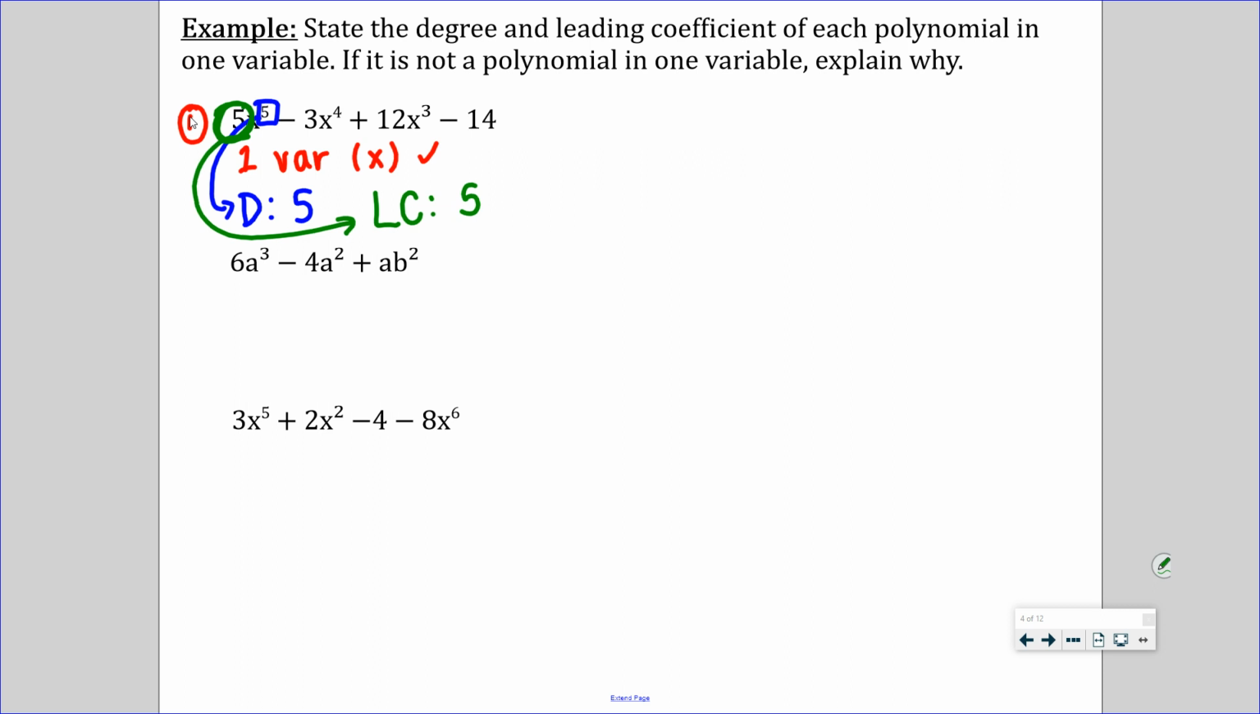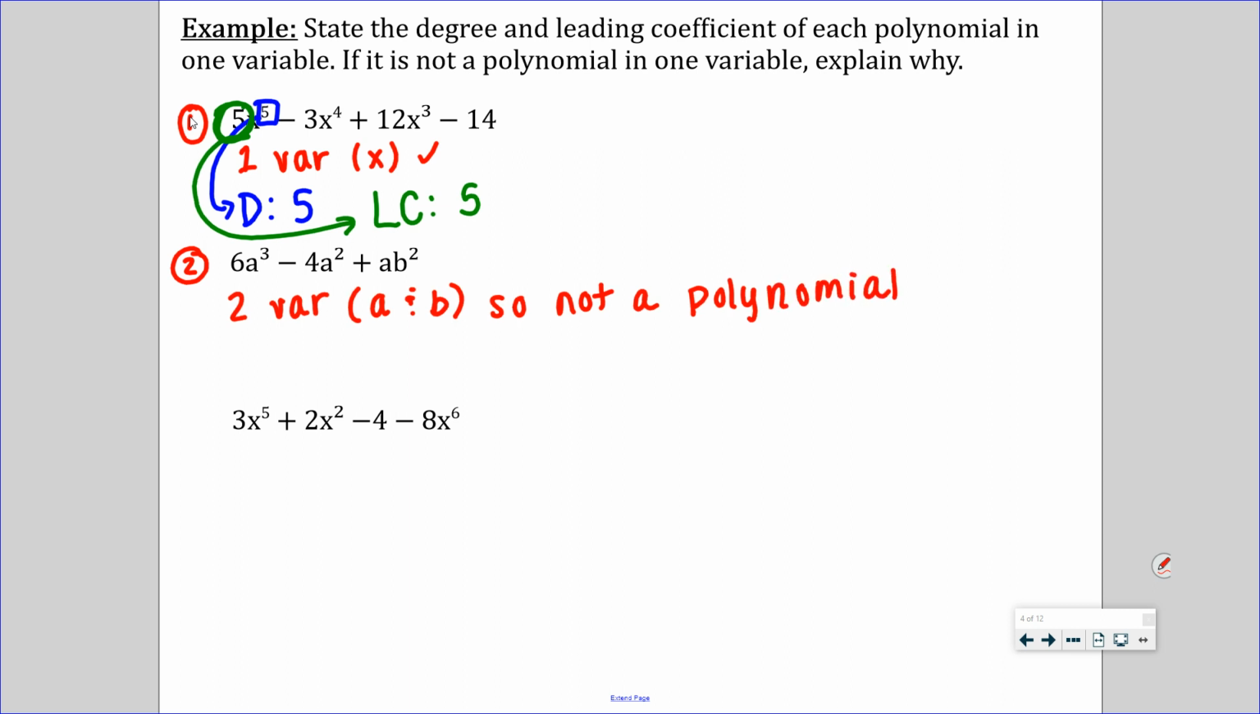All right. Number 2. Is this a polynomial? No. Why not? Two variables, a and b. It's not a polynomial in one variable, meaning we can't state the degree. It doesn't have any of that criteria. It's not a polynomial.